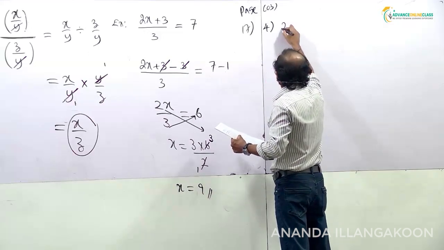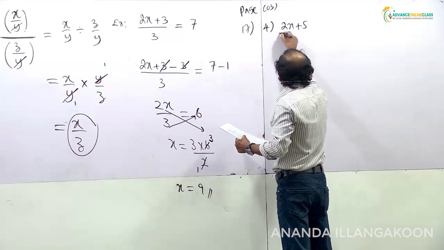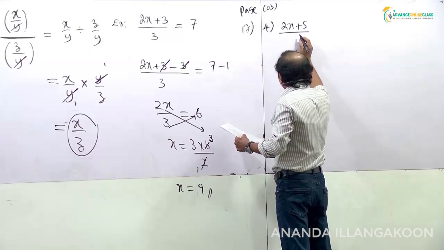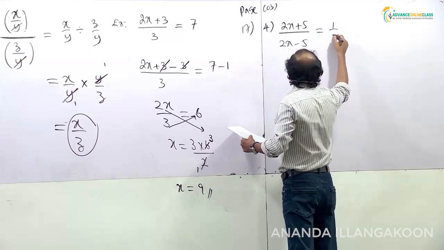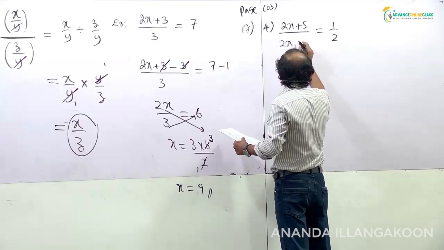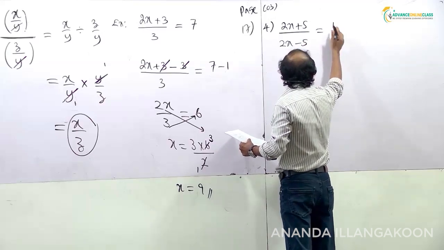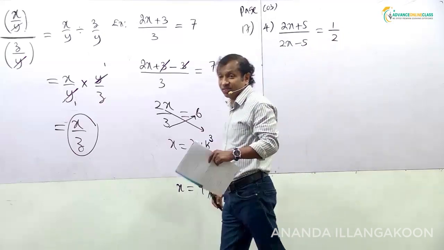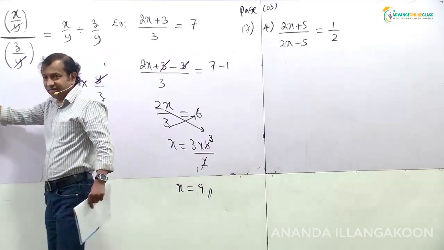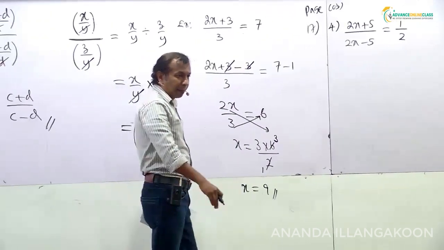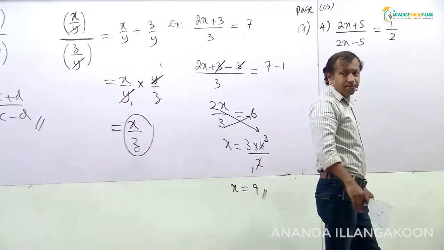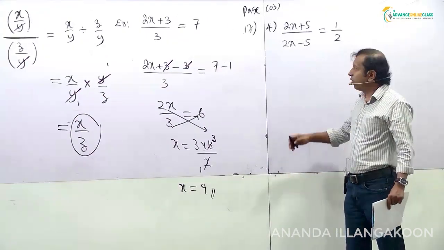It is 2x plus 5 divided by 2x minus 5 is equal to half. Right. It asks you to find x. Apply this result. Tell me how to apply this result.